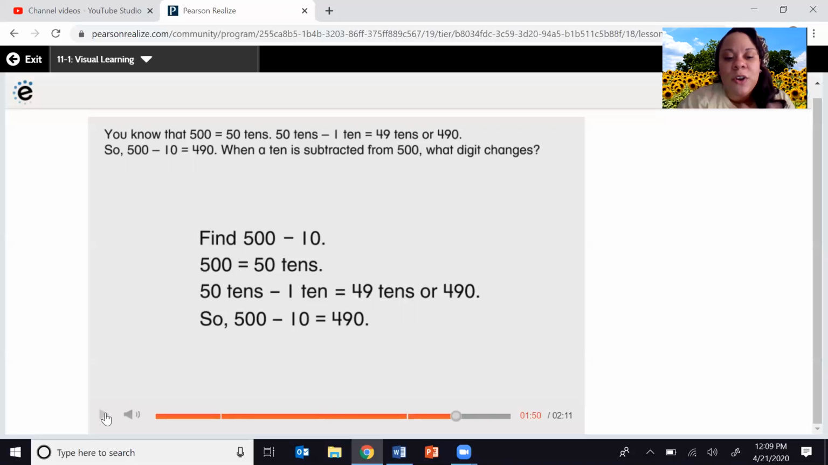Okay? So if I did 300 minus 10, that's easy. I'm just going to do 30 tens minus 1 ten, which will get you to 29 tens, or 290. Don't worry about it. We're going to do an example together, but this is kind of like what they're trying to explain to you, okay? So just remember, 500 is the same as 50 tens, 400 is 40 tens, 300 is 30 tens.